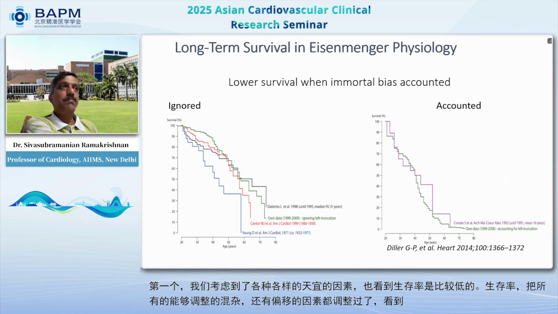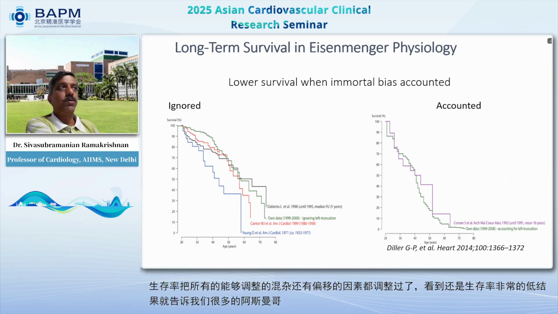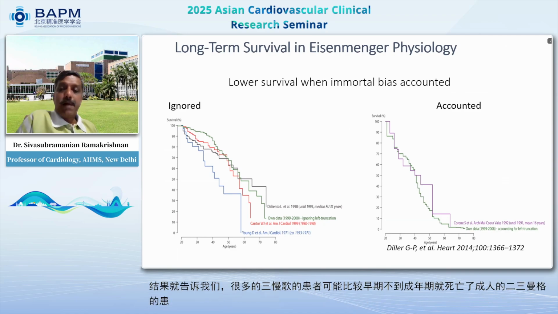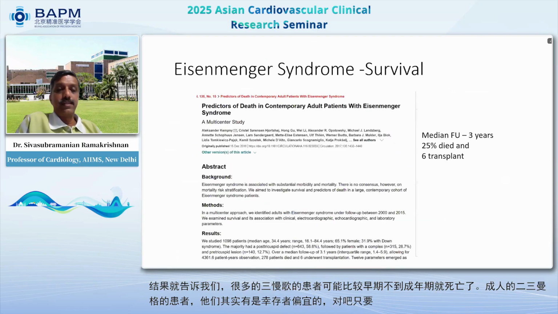So the meaning is that many of the patients actually die when they reach the adolescent age group. If you are a clinician who only looks at adolescent patients with Eisenmenger syndrome, you may think that they have better longevity. So once the immortal time bias is accounted for, Eisenmenger syndrome survival is not as great. What are the major predictors of survival?